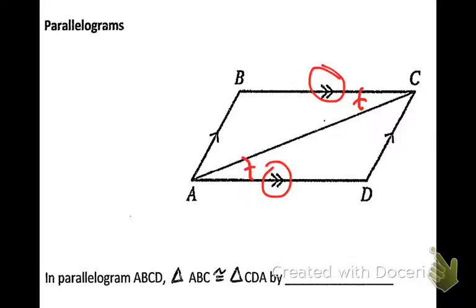DAC and DCA? Yeah. These two would be congruent by AIA. Very good. So then, what else can I say is congruent? Yeah, AC is congruent to itself.